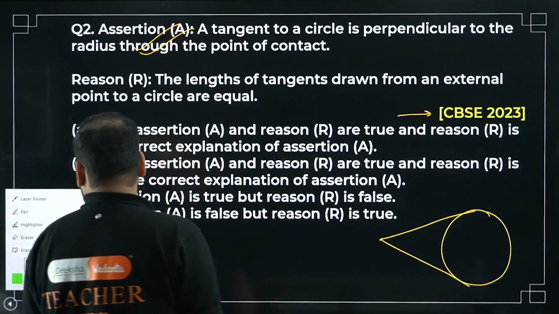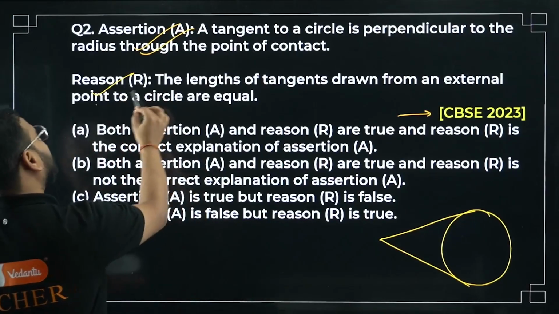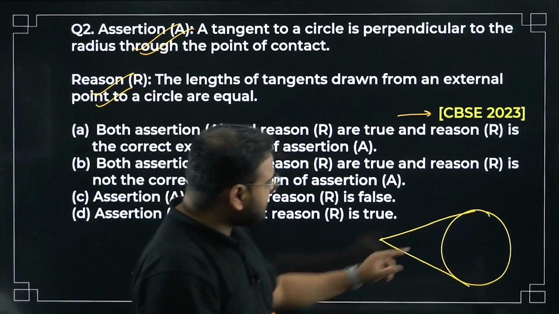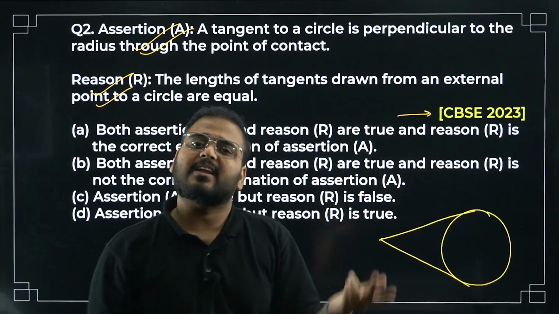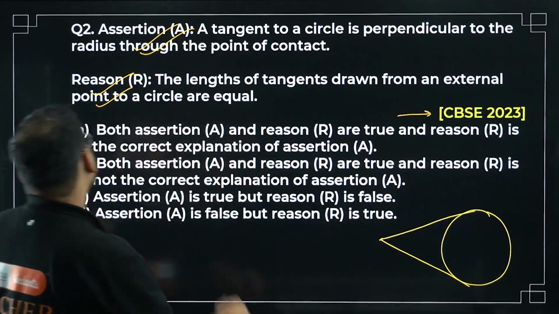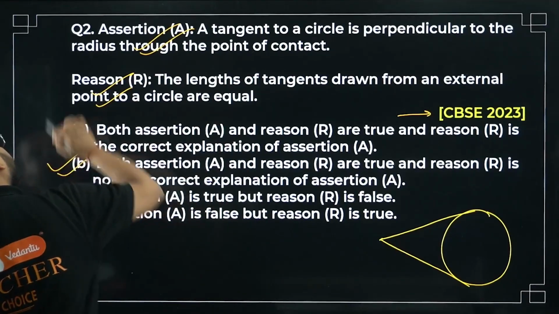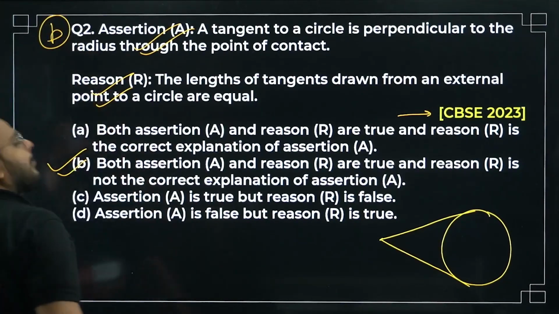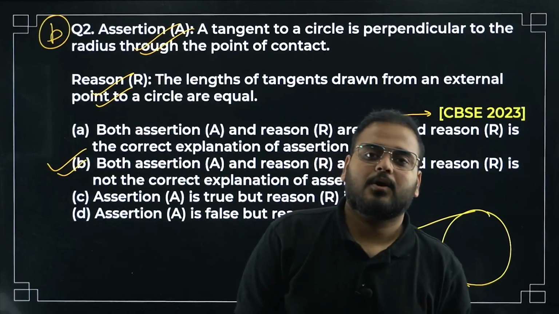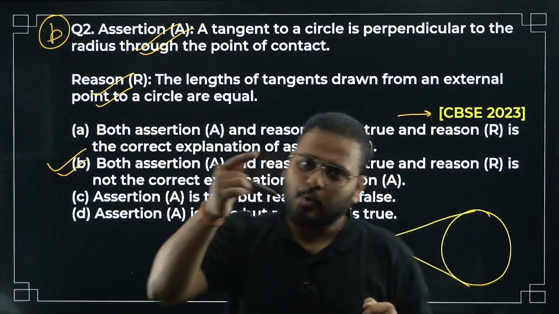It means even this statement is correct. But does the reason explain the assertion? There are 2 different theorems only, correct? It means it doesn't explain. So they are both true but the reason doesn't explain the assertion. So option number B is correct. All of you agree? Okay, moving on to question number 3.